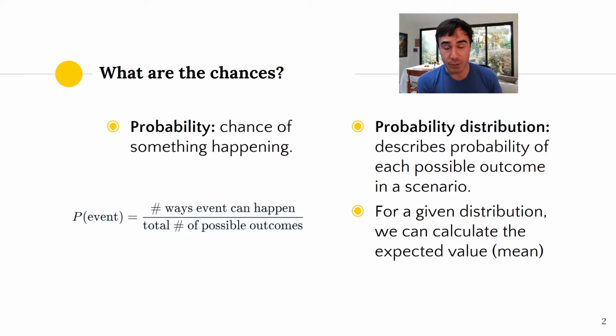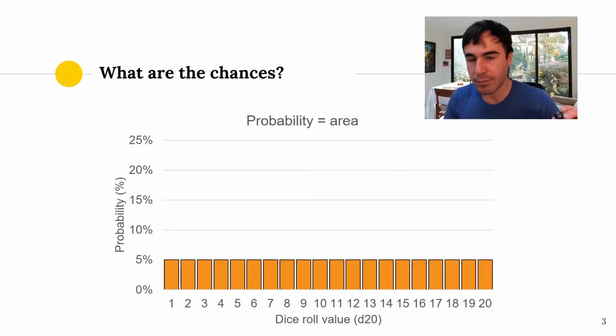So, for example, the chance of flipping a coin and it being heads or tails is going to be 50%, or 1 divided by 2. A probability distribution describes the probability for all possible outcomes of a given scenario. And one important property of a probability distribution is that we can calculate the expected value. We also call that the average.